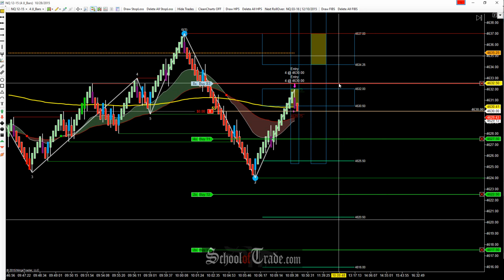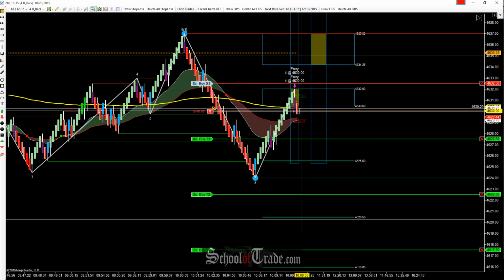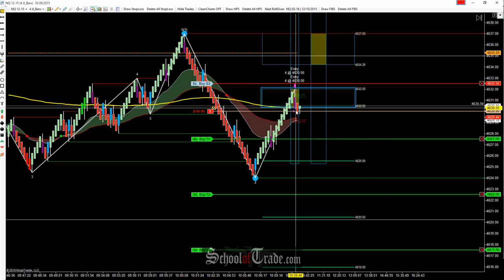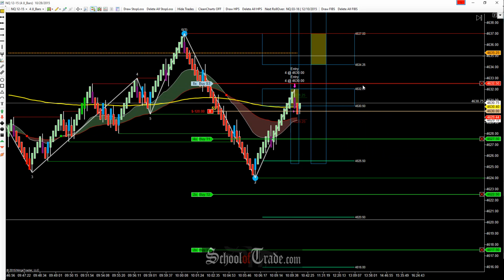Today we're going to be taking a look at a short trade here on the NASDAQ, a wave pattern short right out of the trigger zone, coming into a beautiful setup back to the downside.